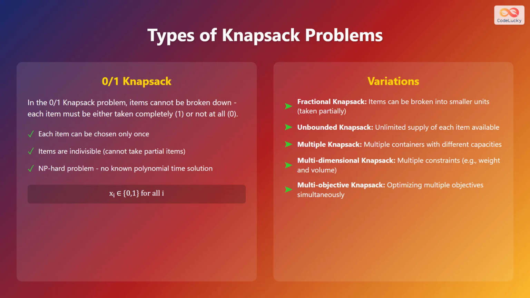Now, let's talk about the other variations of the knapsack problem. In the fractional knapsack problem, items can be broken into smaller units, allowing you to take a portion of an item. In the unbounded knapsack problem, you have an unlimited supply of each item. The multiple knapsack problem involves multiple containers, each with different capacities. The multi-dimensional knapsack problem includes multiple constraints, such as weight and volume. Lastly, the multi-objective knapsack problem involves optimizing multiple objectives simultaneously.